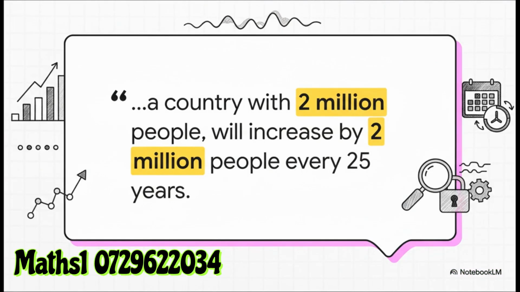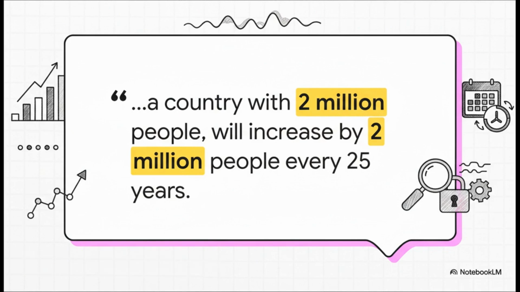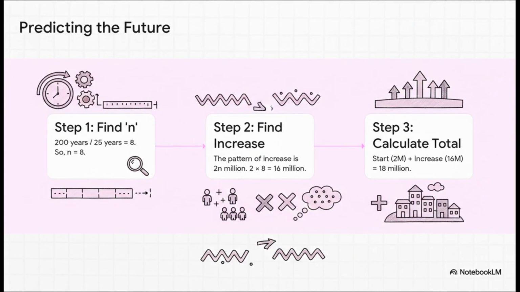Take a look at this. It's a real-world scenario. A population starts at 2 million and grows by 2 million every 25 years. I don't know about you, but that sounds an awful lot like a number pattern, which means we can use our new skills to look into the future. Let's predict the population in 200 years.